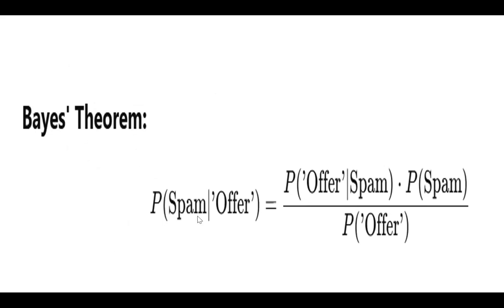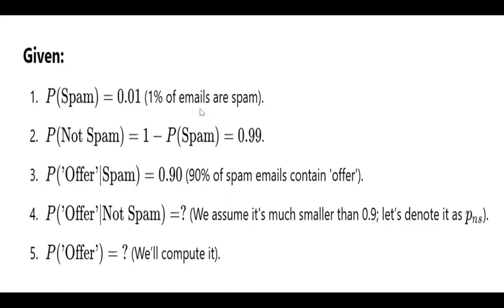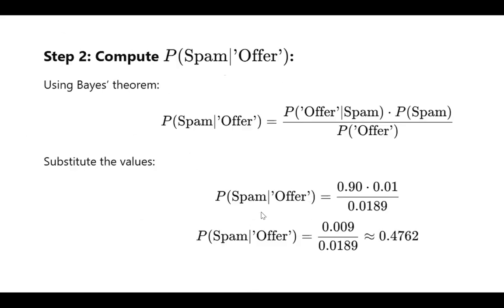To remember the formula, it is P of spam given offer. Here it is reversed, offer given spam. And whatever is in the denominator here comes here, the probability of spam. And then the denominator here is the total probability. So the calculation is here. Pause it, see whether the figures substituted there are as per this. Work it out yourself on a piece of paper. And then you will get 0.4762.